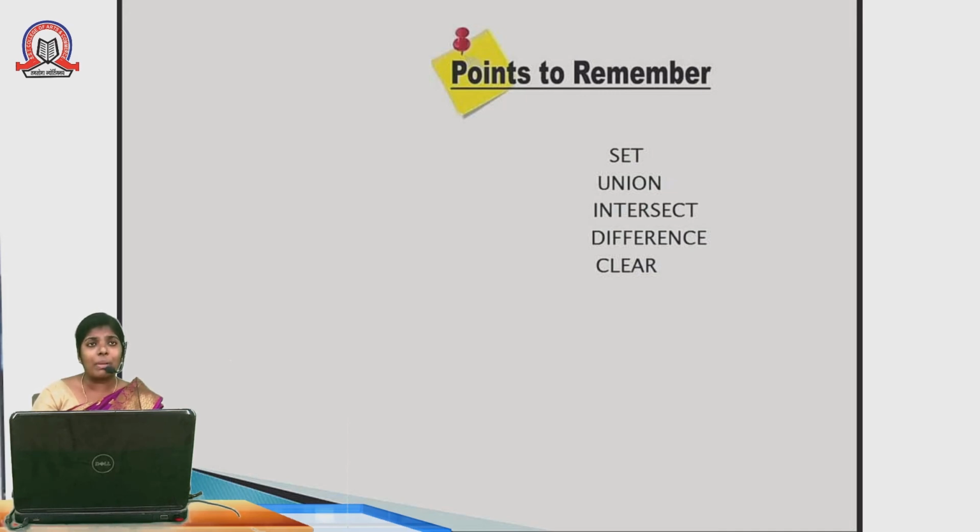And intersect means it will display the common elements of the two sets or three sets or more. Difference means you can compare the two sets and you can write the differences. And clear means, for example, in the set there will be numbers or items that you can clear by giving the function clear. So in today's class we have discussed this much. Thank you.